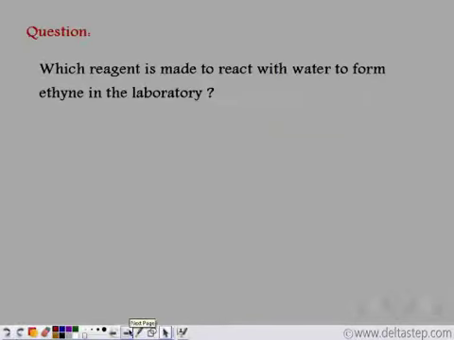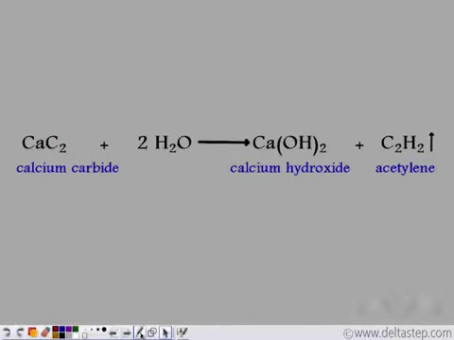Which reagent is made to react with water to form ethine in the laboratory? So during the laboratory preparation of ethine, we use a reagent known as calcium carbide. When CaC2 or calcium carbide reacts with water, it forms a white colored compound known as calcium hydroxide, and a combustible gas, that is ethine or acetylene, is released.